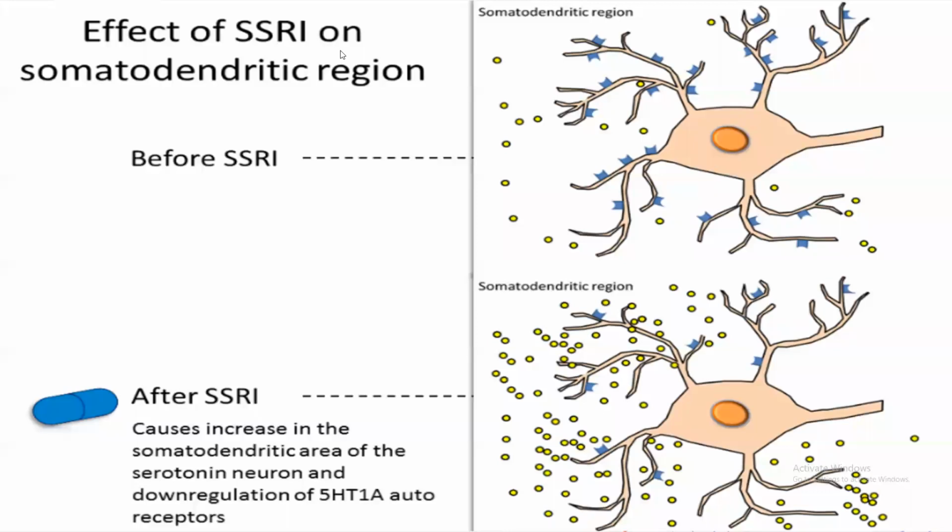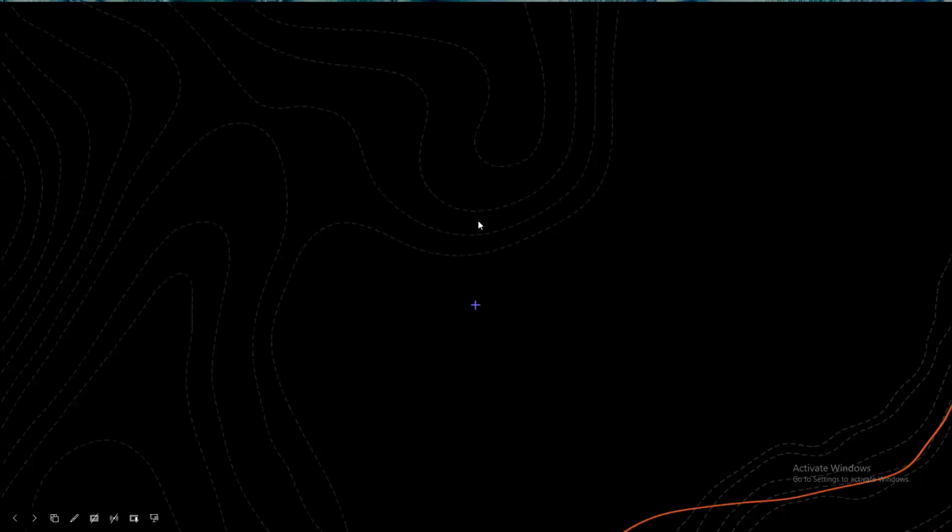Now here is the effect of the SSRI on the somatodendritic region. If we look at this picture, before the SSRI is acting there, we have this dendrite, which is before SSRI. We can see these yellow things; these are the SSRIs. But after the SSRI, there is an increase in the somatodendritic area of the serotonin neuron and downregulation of 5-HT, also called serotonin 1A autoreceptors. So that's how their amount increases in the somatodendritic region.